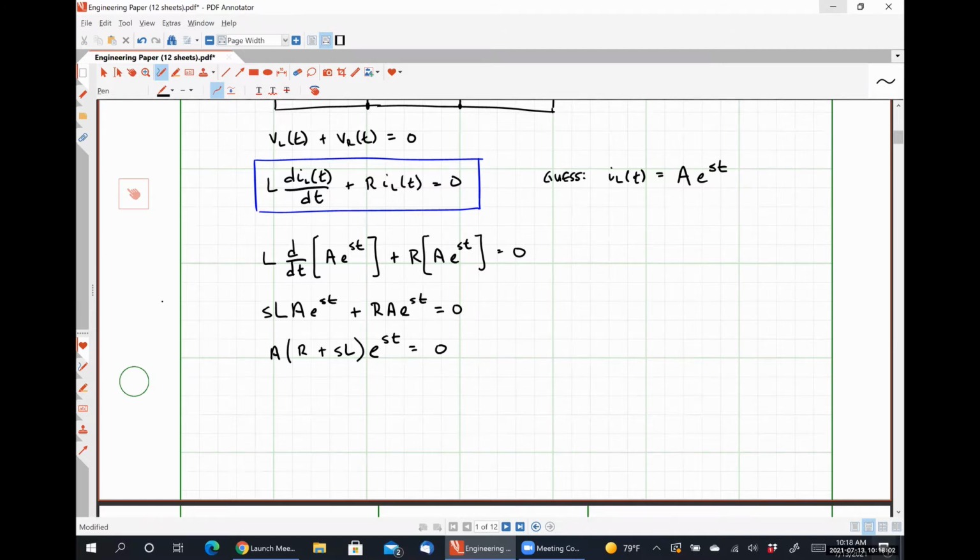So that isn't helpful. Our exponential portion, e to the st, can approach 0 if s is negative, but it'll never completely get there, right? So instead, what we're going to do is solve this little guy right here, which is called the characteristic equation.